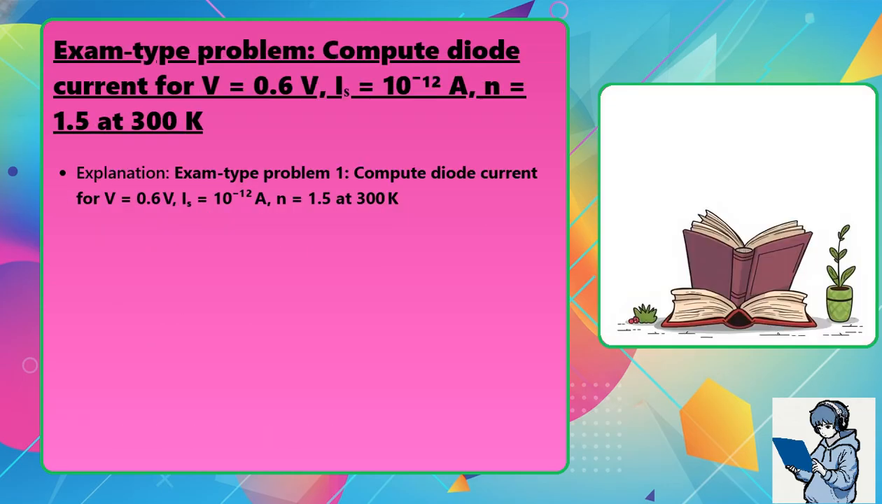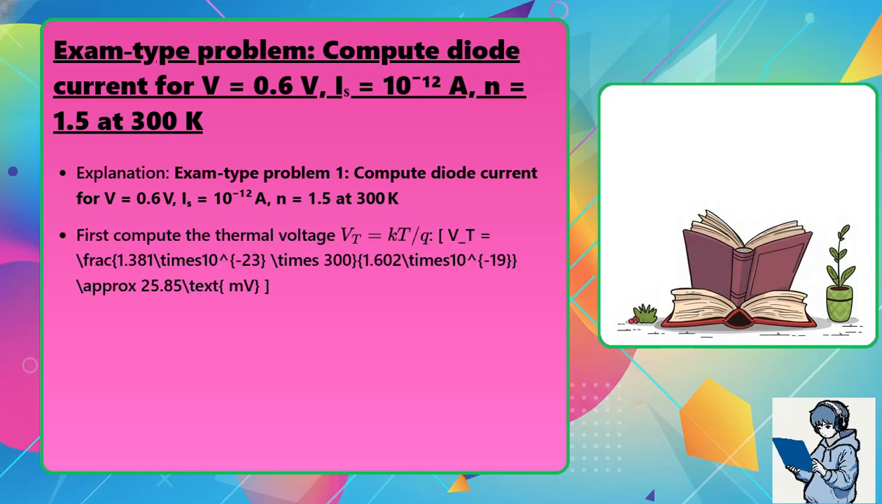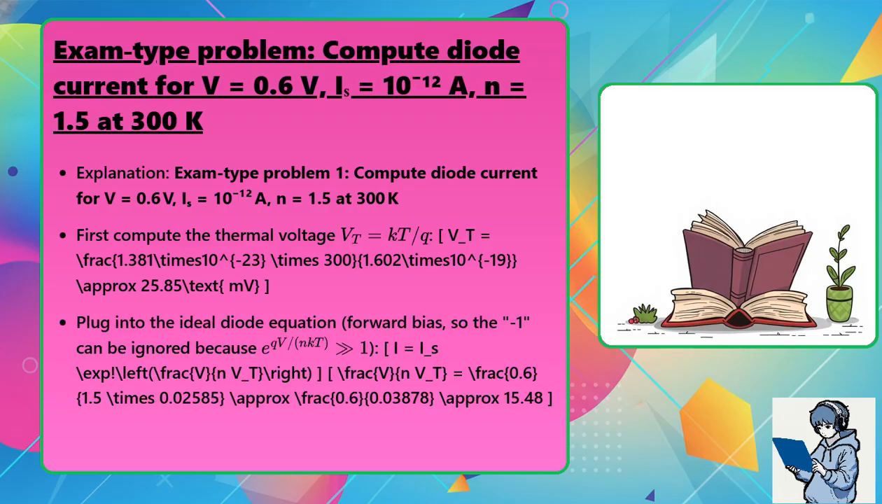Compute diode current for V equals 0.6 volts, I sub S equals 10 to the -12 amperes, N equals 1.5 at 300 Kelvin. First compute the thermal voltage V sub T equals kT over q, which is 1.381 times 10 to the -23 times 300 divided by 1.602 times 10 to the -19, approximately 25.85 millivolts. Plug into the ideal diode equation. Forward bias, so the -1 can be ignored because e to the power qV over NkT is much greater than 1.